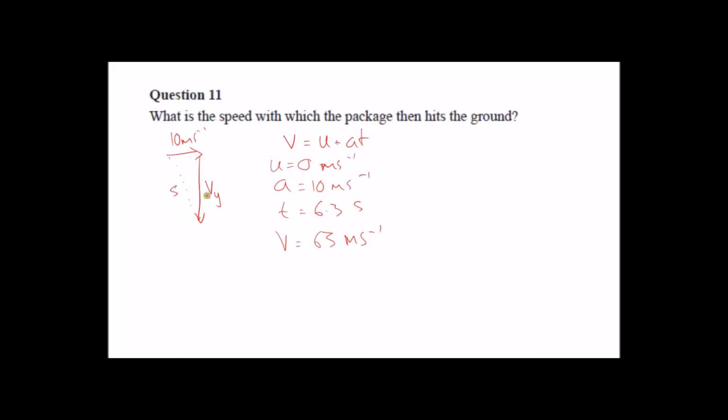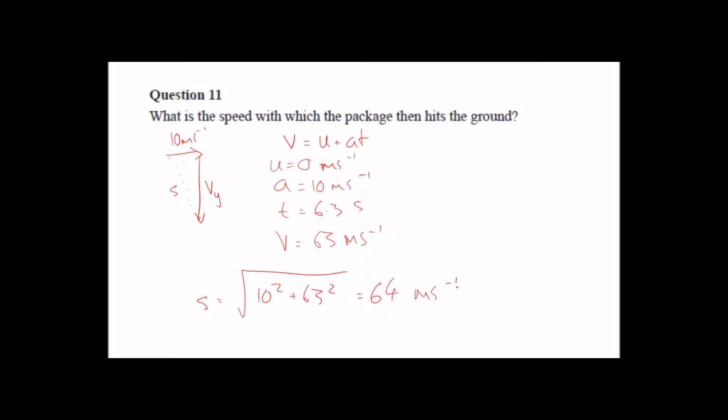And then all we've got to do is do our calculation here. So speed is going to be the square root of 10 squared plus 63 squared. So that's just our trig. And we get 64.